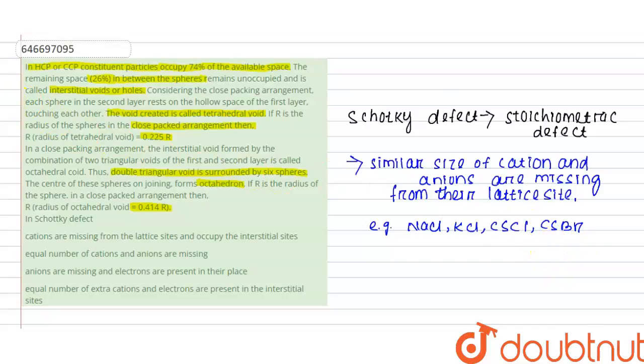So if we see these options, the first option, cations are missing from the lattice site and occupy the interstitial site, will be incorrect. Equal number of cations and anions are missing. It is correct because similar size and equal number of cations and anions are missing. Anions are missing and electrons are present in their place is also incorrect. Equal number of extra cations and electrons are present in the interstitial site is also incorrect. So option 2 will be the correct answer.